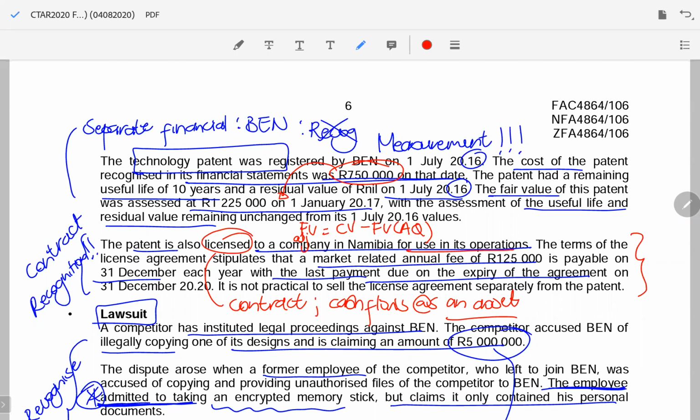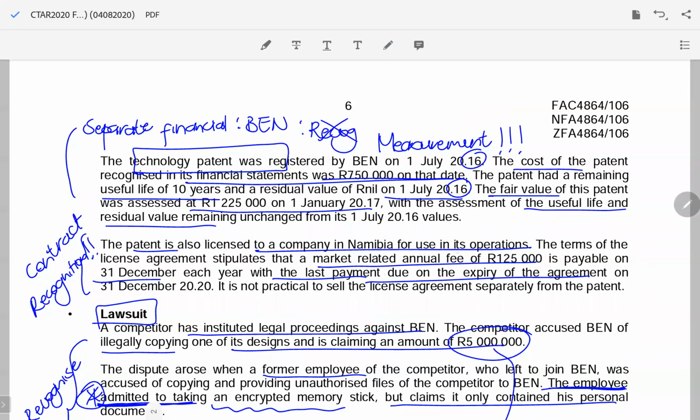Then what we need to do is present value the future cash flows. And when we present value these cash flows, we will do so based on this market related fee. We'll then determine the present value, which means that we're going to have a new asset. So we'll have the patent and we'll have a new asset called the license agreement. So that is what you needed to pick up with regards to the recognition principle.